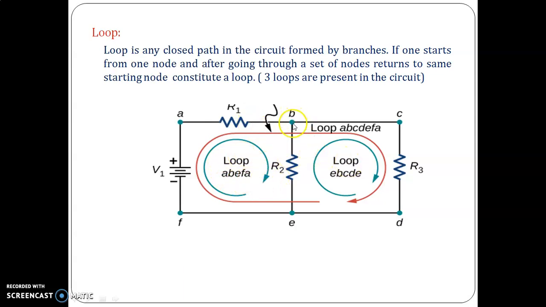Then a second loop, B, C, D, E, and B. This forms a loop. Then again A, B, C, D, E, F, A. The line indicated by the red color forms a third loop. So this circuit consists of three loops. The first is A, B, E, F, A. The second is B, C, D, E, B. The third, we can combine the two loops and form a single loop, that is A, B, C, D, E, F, and A. So finally, three loops are present in the circuit.